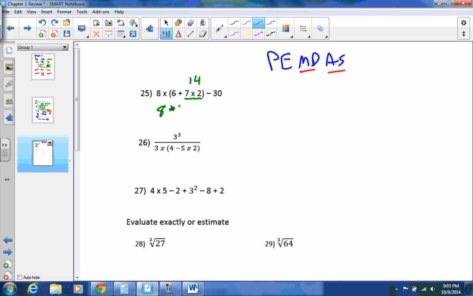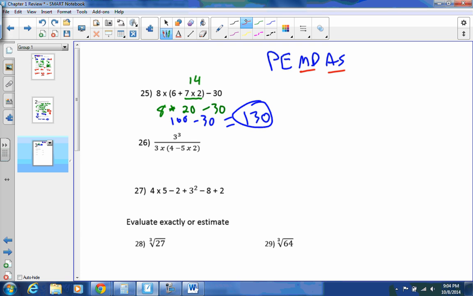times, this will be 20 minus 30. If you can do 8 times 20, because again multiplication comes before addition or subtraction here, that's going to be 160 minus 30, which equals 130.